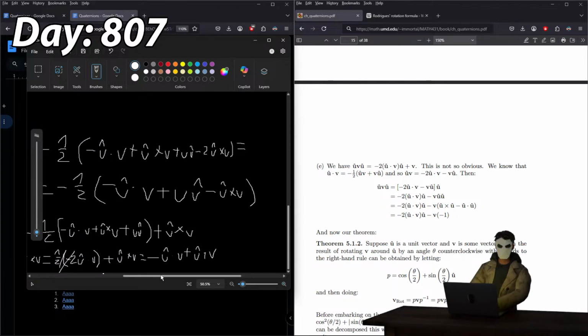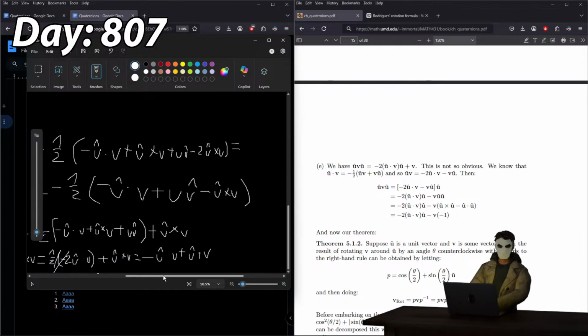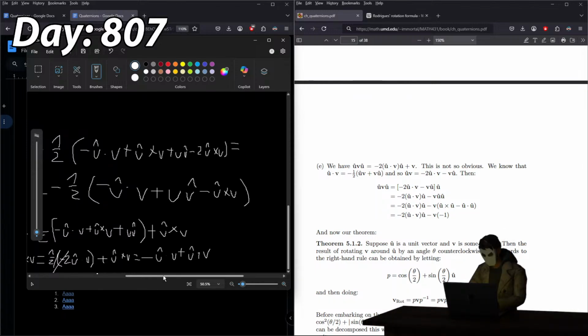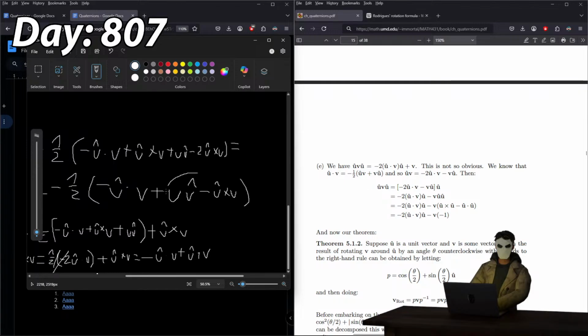Negative 1/2 of this. I'm gonna scrap negative 1/2. You don't care for it. Negative 2 u dot v is what you would get if I expand this. That's what we're gonna get. However, the problem is that's gonna be immediately cancelled by the 1/2, which means what we're gonna get is we're gonna get the initial result back. So it doesn't matter. Negative u dot v.